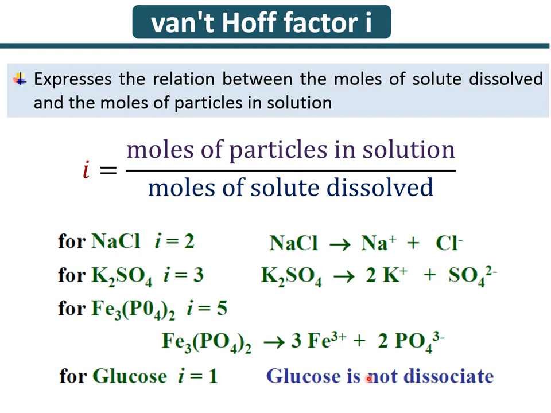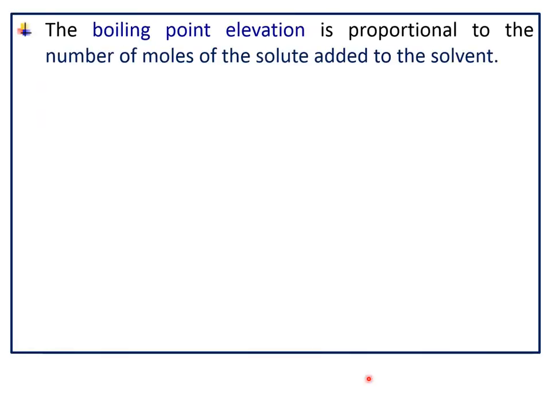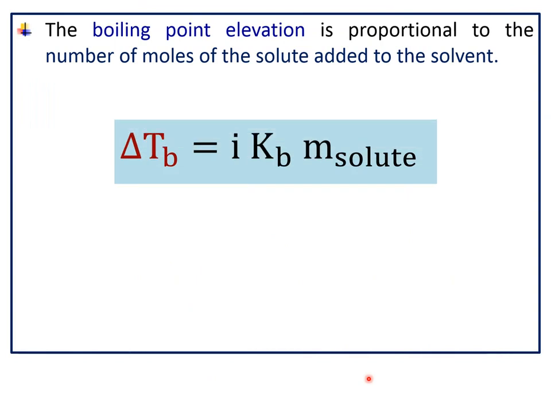So for the boiling point elevation, which is delta TB, it will equal I, which is the ionization factor or Van't Hoff factor, times the molality of the solute. You remember from the last time, what is the definition of molality? It's the number of moles of solute in 1 kg of solvent. And if you remove the proportionality factor, you will put KB, which is the boiling point elevation constant, okay?